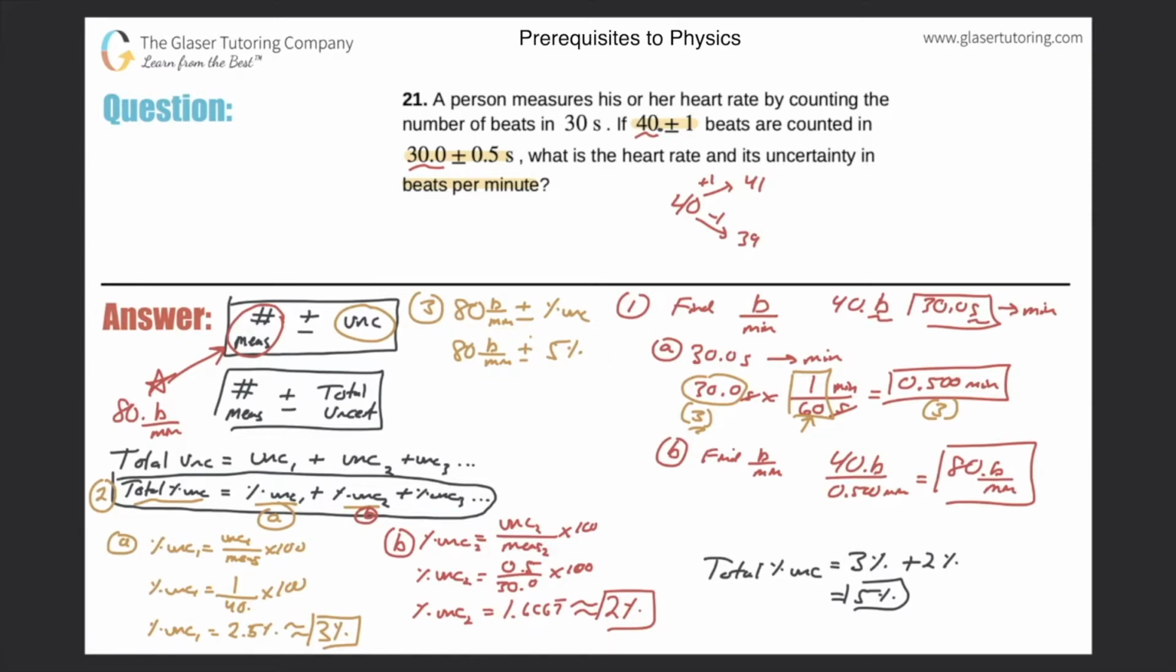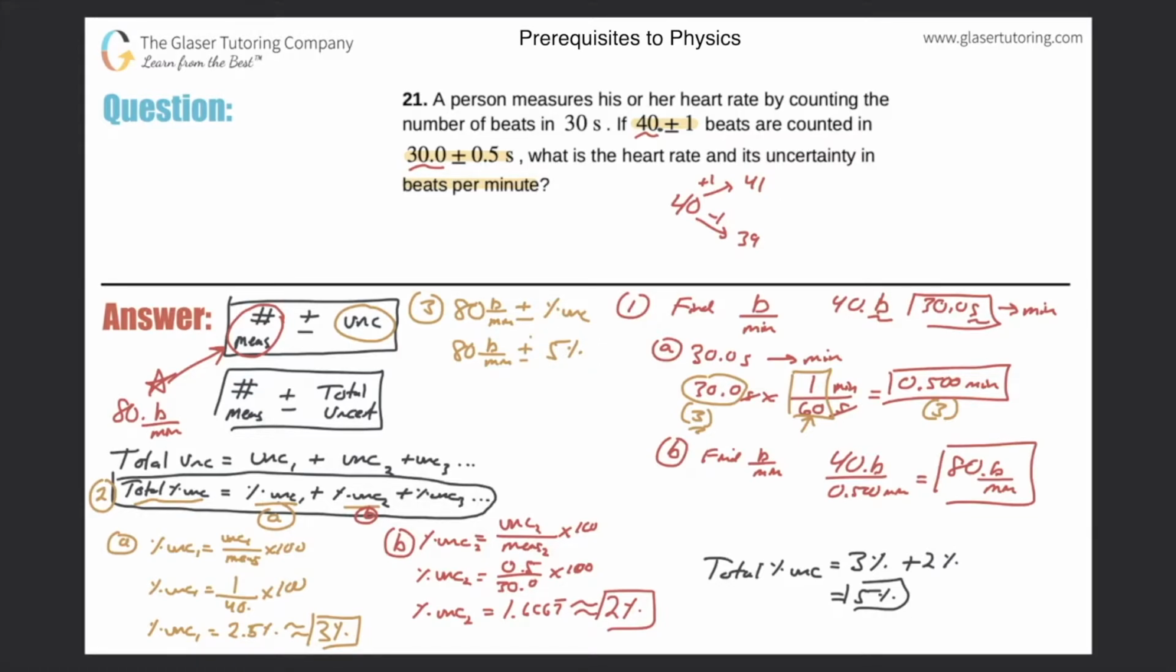But it didn't ask us for the heart rate and its percent uncertainty in beats per minute. It said, what is the heart rate and its uncertainty? So this is very, very simple now. All we have to do, instead of writing the percent uncertainty here, is write the total uncertainty. So don't forget what the equation is.